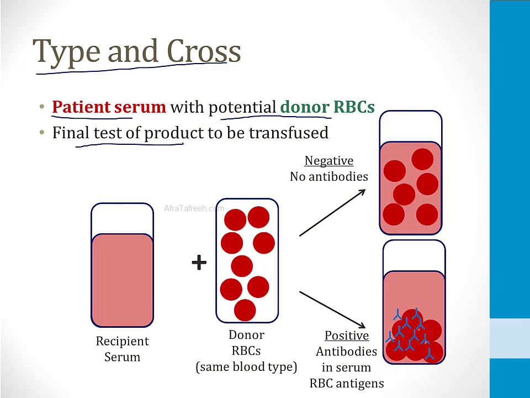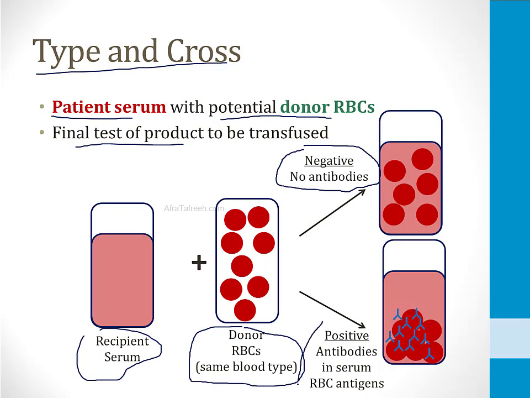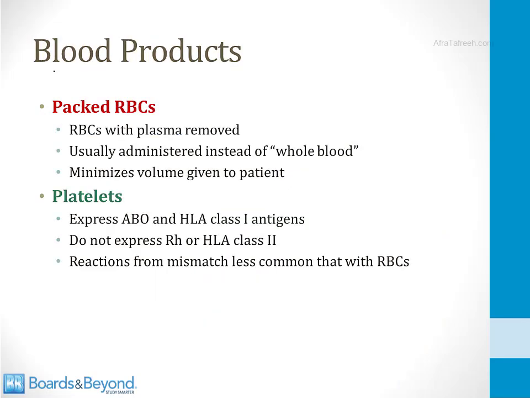This is the final test of a product to be transfused. So you begin with the recipient's serum, you take donor red blood cells of the same blood type that you're planning to transfuse. If you have a negative test with no agglutination, that indicates there is no problem mixing blood from this donor with that recipient. A positive test indicates that there is some antibody in the recipient's serum that does not like the donor red blood cells. Let's talk about some of the blood products that can be given to patients.